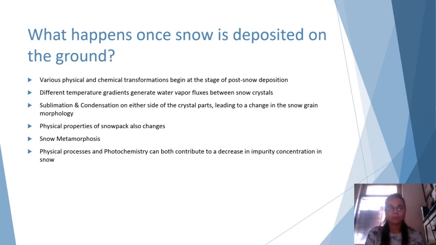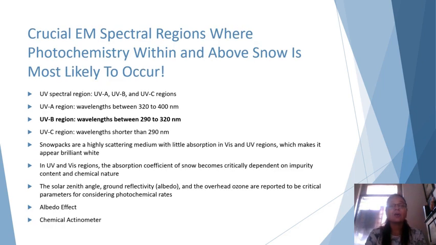surface reactions. So what affects the impurity concentration in snow? Any type of physical or photochemical processes, action of freezing, even the natural freeze-thaw cycles that occur in snow and ice can contribute to a decrease in impurity concentration in snow. Let us now see the important electromagnetic spectral regions where photochemistry within and above snow is most likely to occur.